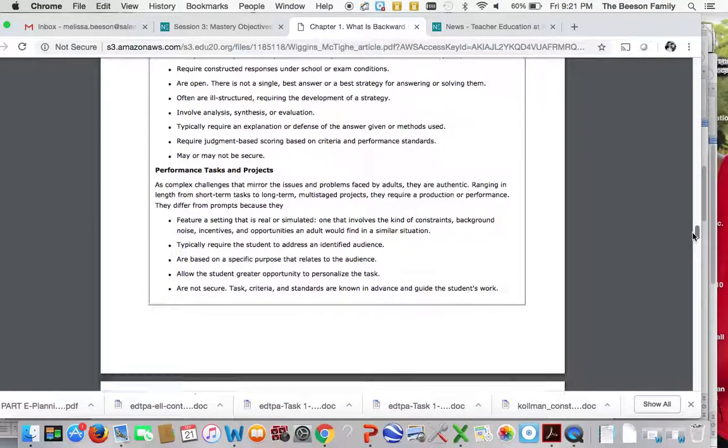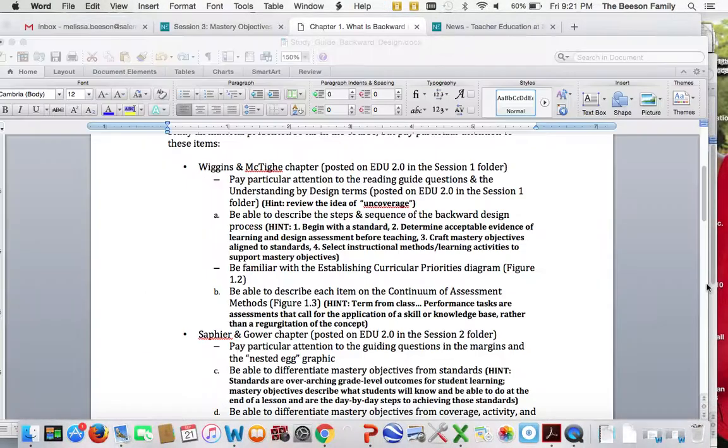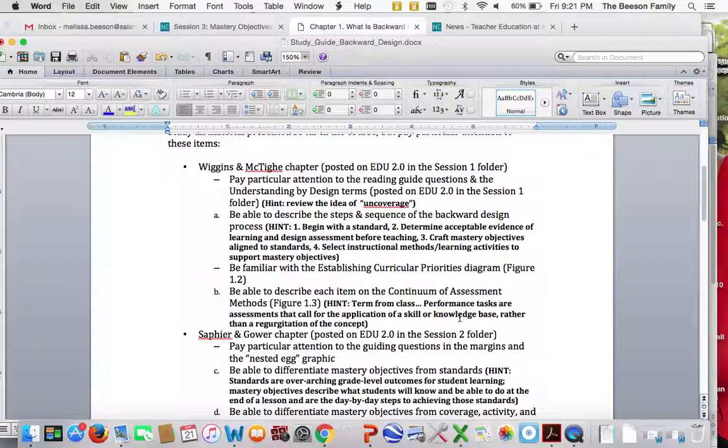And if you scroll down a little bit, it tells you more about what performance tasks are. And it also tells you right here, the performance tasks call for application. So rather than just recall or just memorizing a fact, instead I have to apply whatever I learned either into a new situation or to solve a problem, like a real world type problem. Or I might relate it to other content areas.